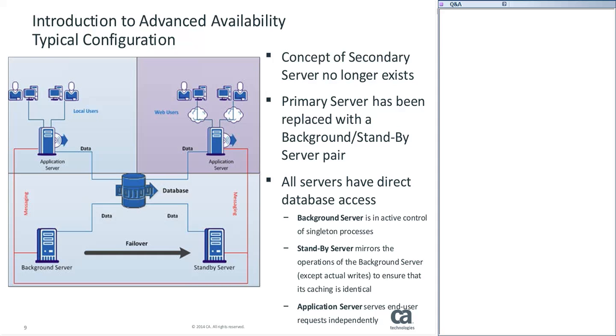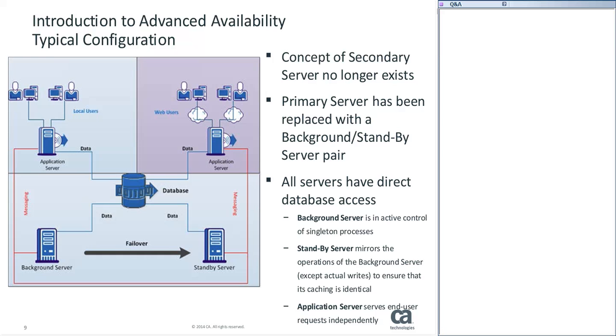So the background server is in active control of the singleton processes. The standby server mirrors the operations of the background server. It doesn't actually make any writes, but it's basically mirroring everything to ensure the caching is identical. And the application server, that's where the end users are going to be accessing and doing their work.